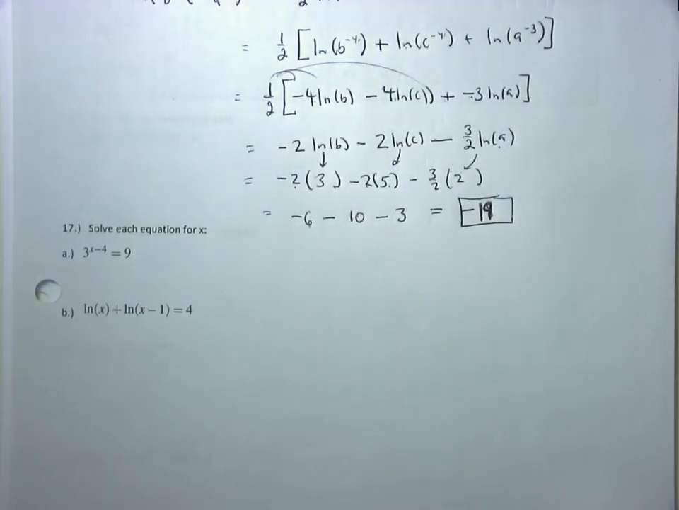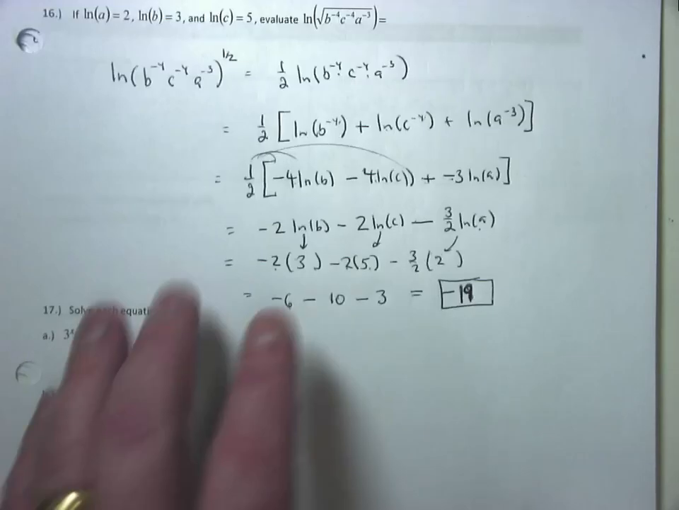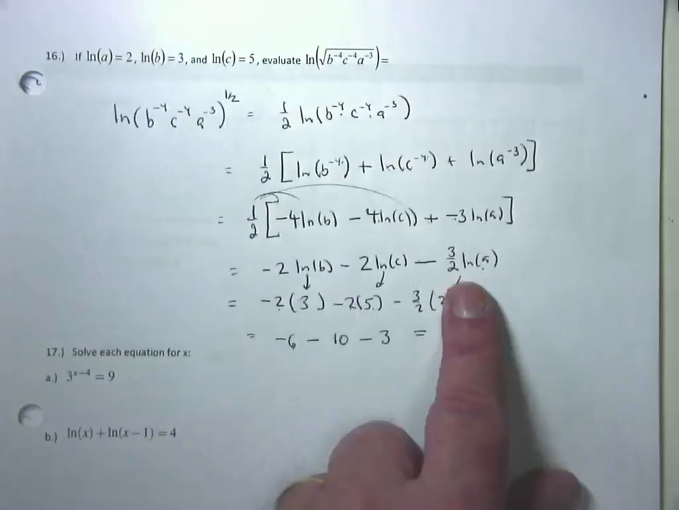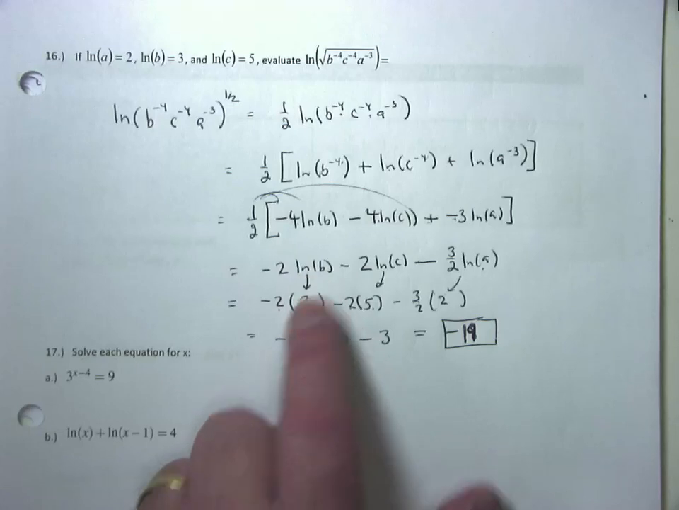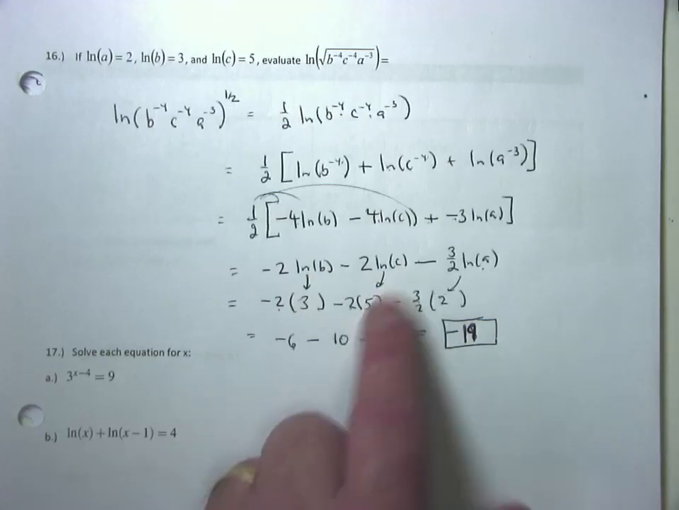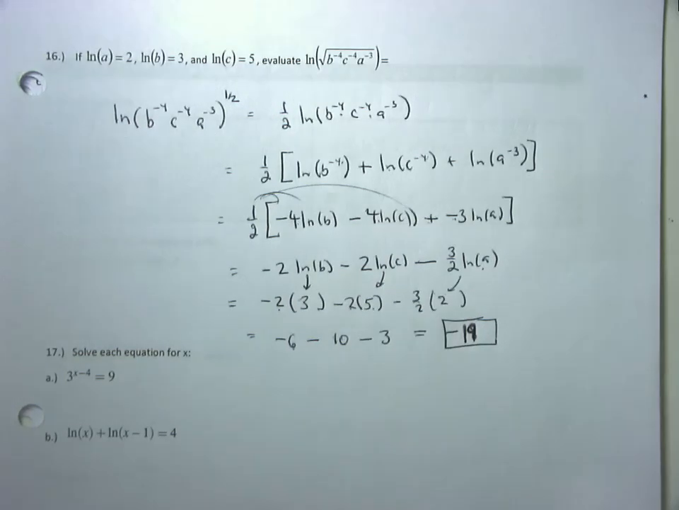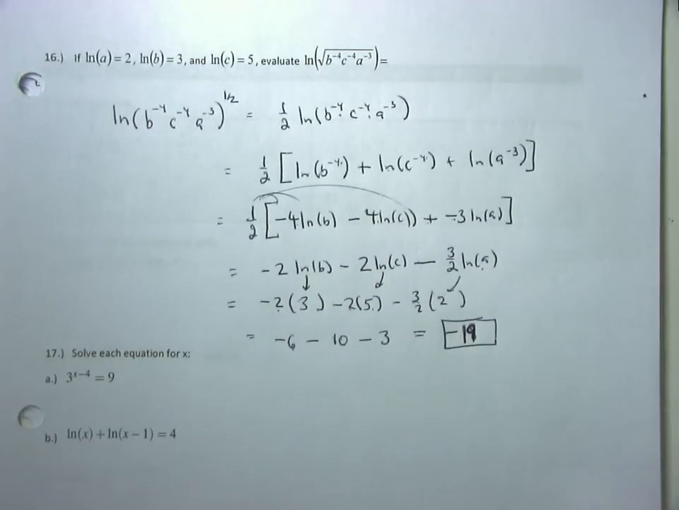Does that make sense, though? This is what we're after. You're supposed to go up here and use your log properties on this thing and bust it up into multiple terms of single variables. And then when you got the natural log of B by itself, replace it with 3. Natural log of C, replace it with 5. Natural log of A, replace it with 2. And then you just crunch out your numbers. Does that make sense?